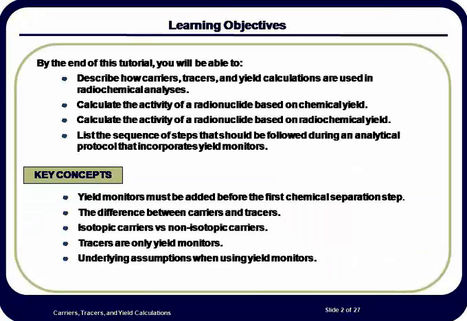The key concepts that will be emphasized in this module are: yield monitors must be added before the first chemical separation step. The differences between carriers and tracers. The differences between isotopic carriers versus non-isotopic carriers. Tracers can only be used as yield monitors and not as carriers. And important chemical assumptions when using yield monitors.